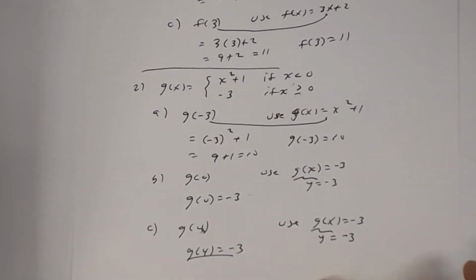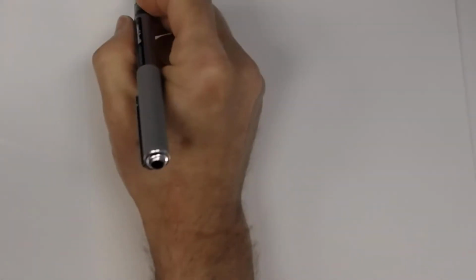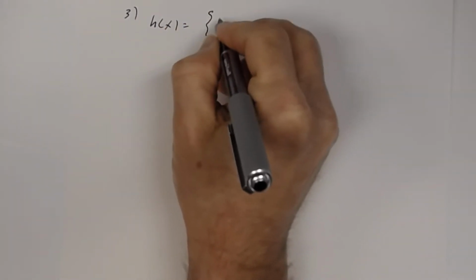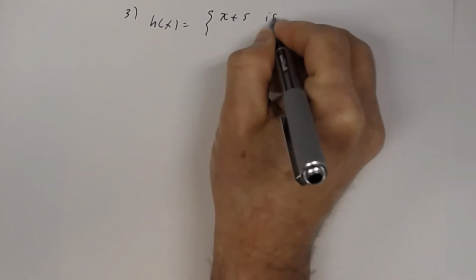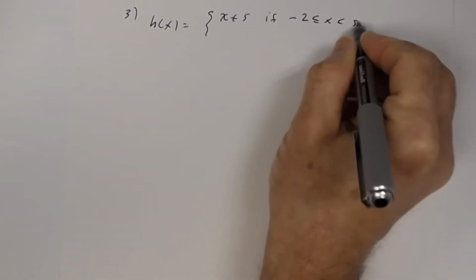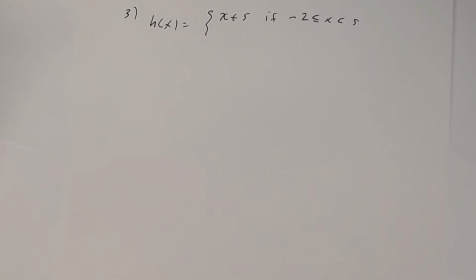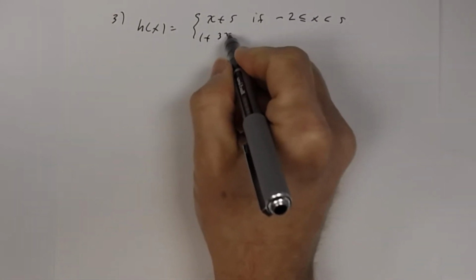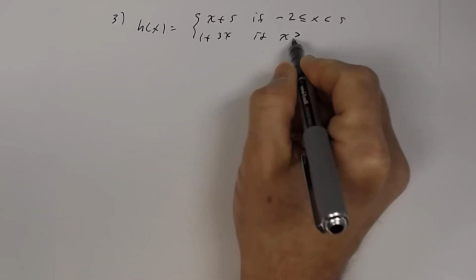All right, so that's number 2. Okay, let's look at number 3. So number 3, we have this function. We have h of x is equal to x plus 5 when negative 2 is less than or equal to x is less than 5. So you have this compound inequality here. And then it is 1 plus 3x if x is greater than or equal to 5.